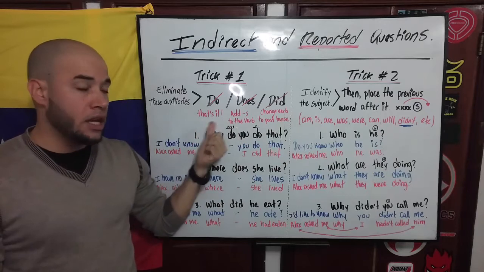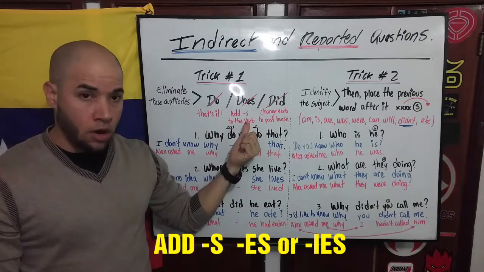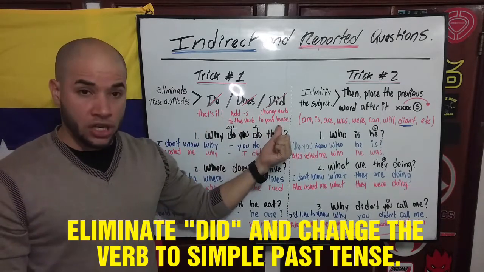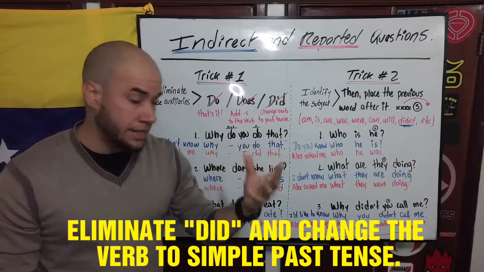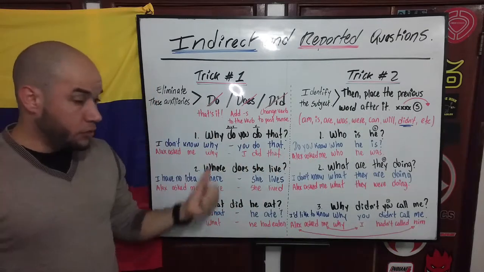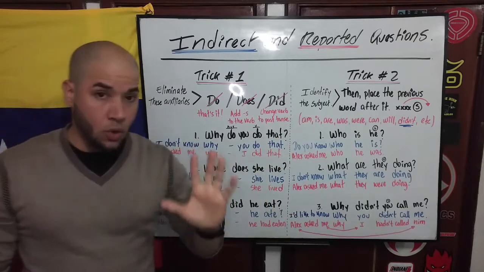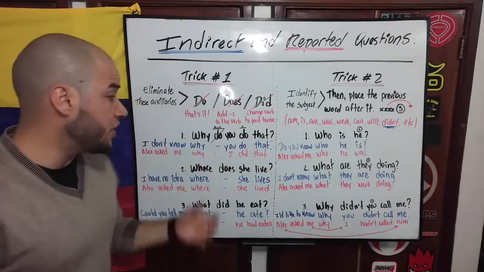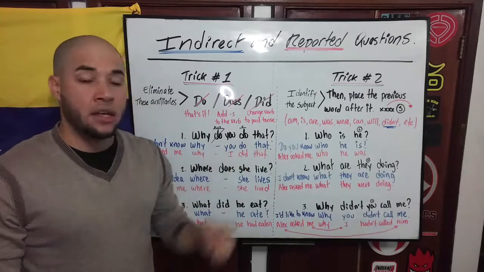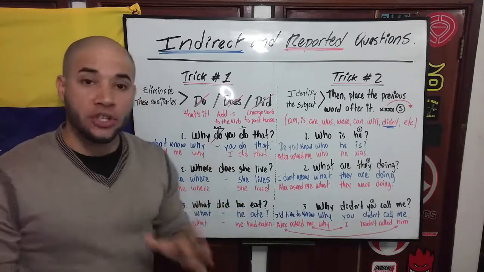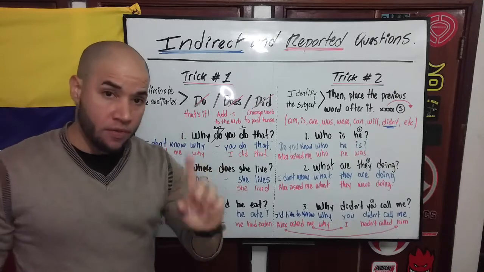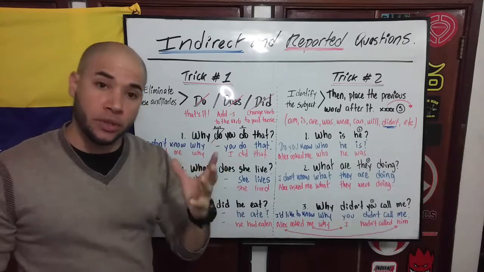Here you do nothing. Here you add s, es, or ies, and then here you change the verb to simple past tense. So we have direct questions here in black. And I'm going to show you how we do this. So the first question says, why do you do that? As you can see, do is in the question twice, but only one of them is the auxiliary, and that's the one you're going to eliminate.